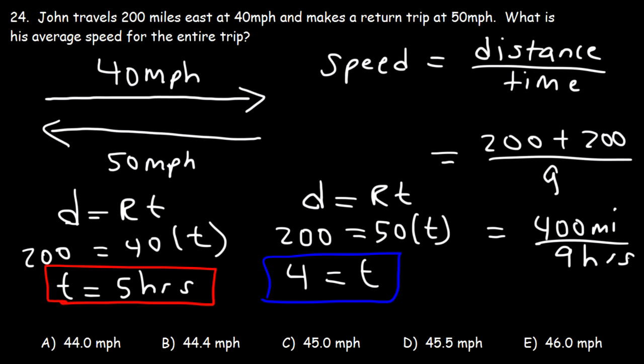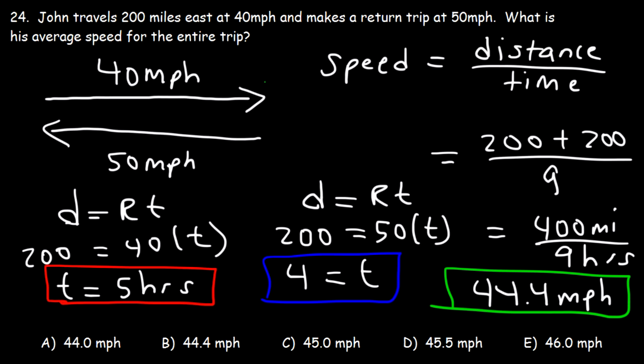So now we can calculate the average speed. 400 divided by 9 is 44.4 miles per hour. So notice that the average speed is not 45. You don't average 40 and 50 and say it's 45. The reason being is you're not traveling at these speeds for the same time.